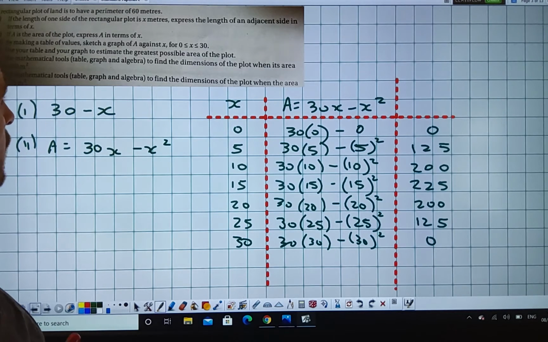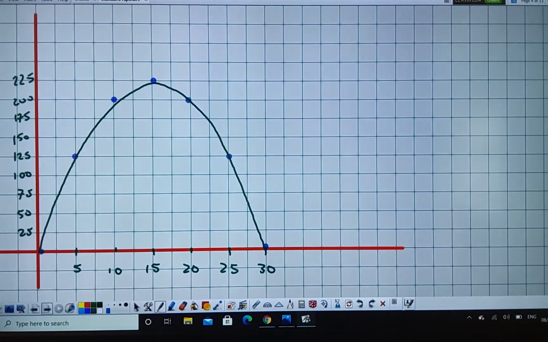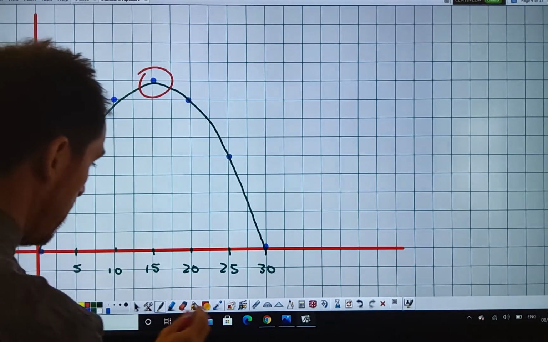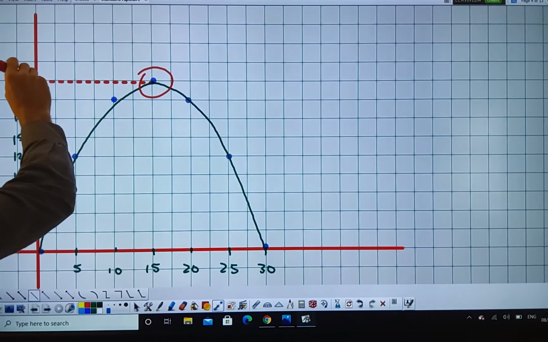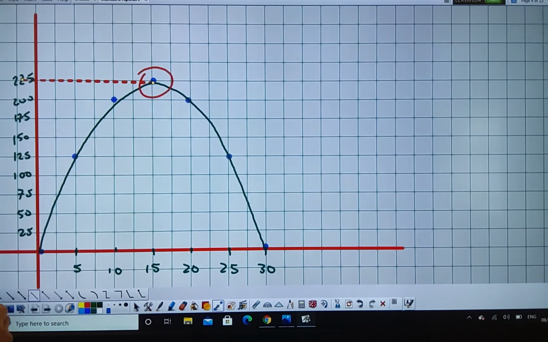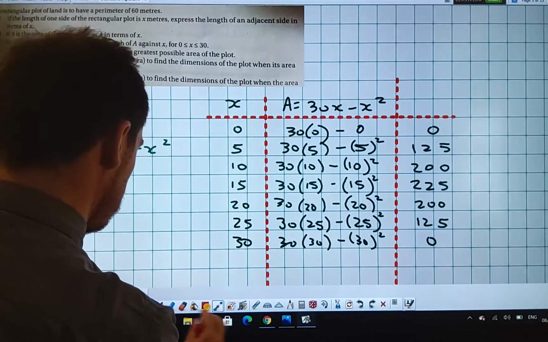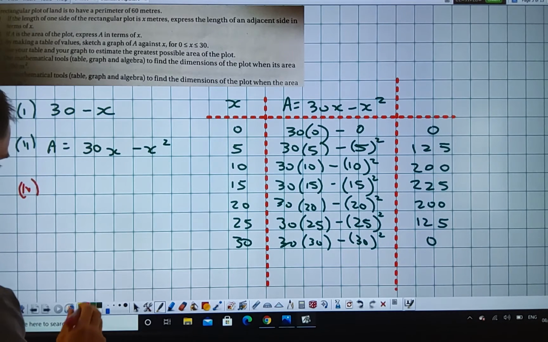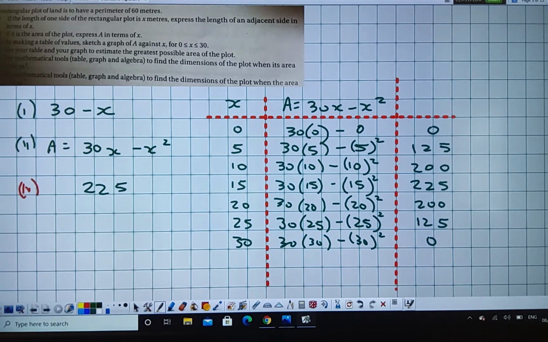Now, the next question we get asked was as follows. Use your table and your graph to estimate the greatest possible area. So the greatest possible area, when you think about it, the value of that is 225. Or if you look here, we can see here 225. So for part 4 of that question, the answer is 225.